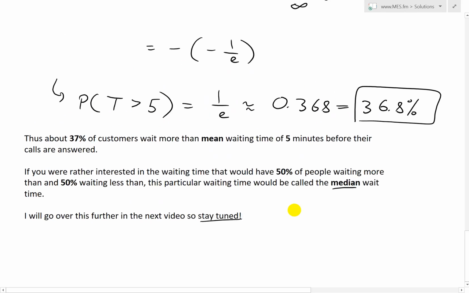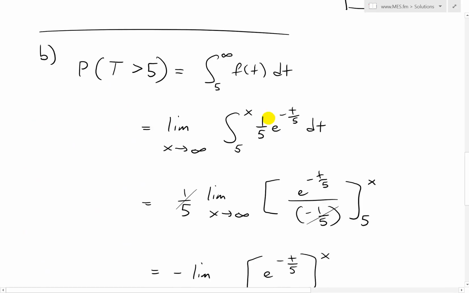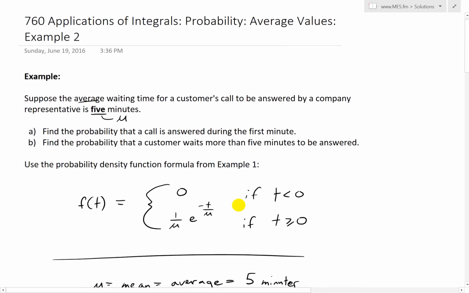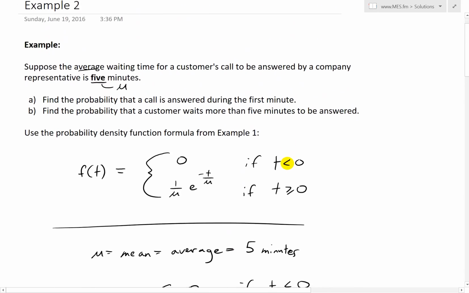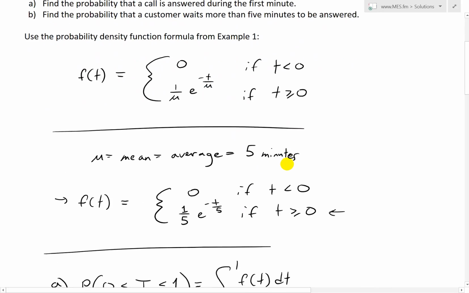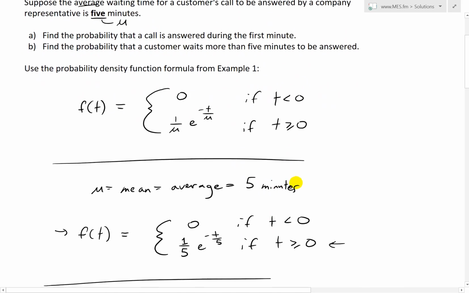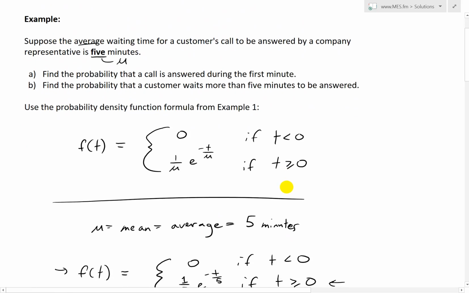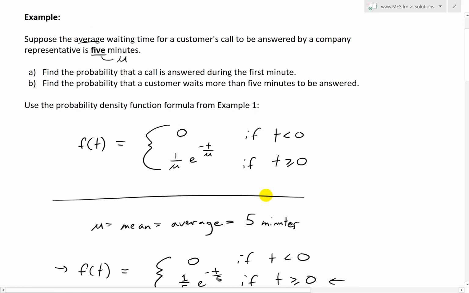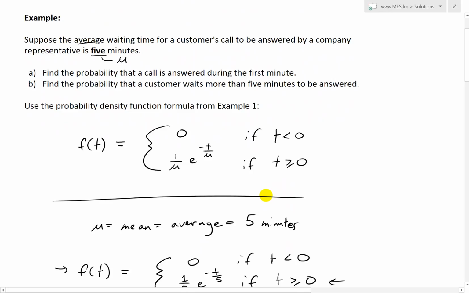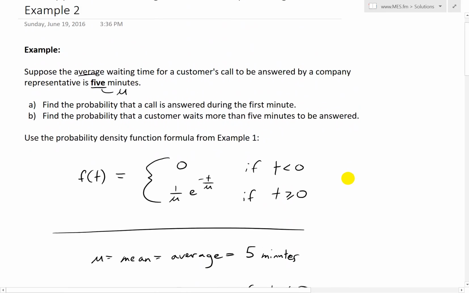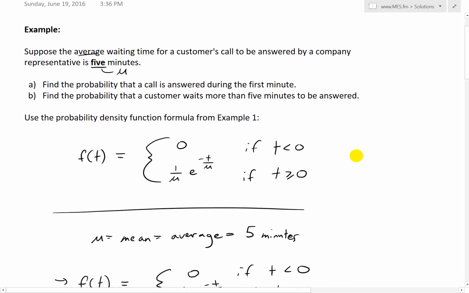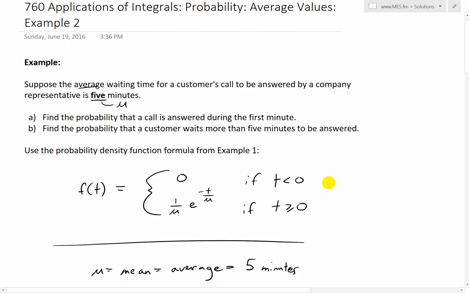Anyways, yeah, so that's all for today. Hopefully you'll learn from this. A pretty interesting example on the mean, and a little bit of foreshadowing for the median, basically showing how the average value doesn't necessarily split people in half. It just finds the average waiting time, which is basically summing up all the total waiting time and dividing by the number of people.